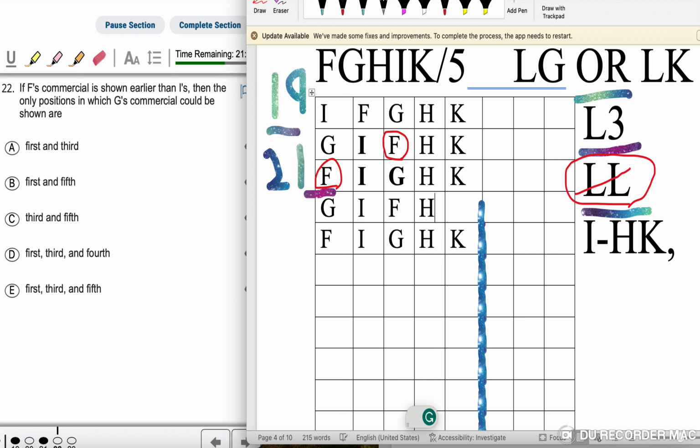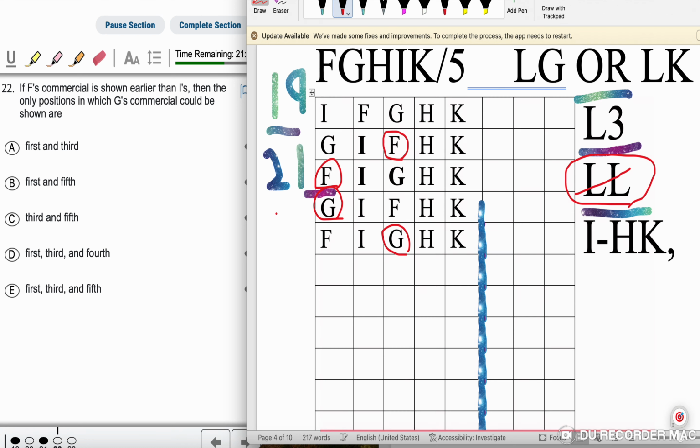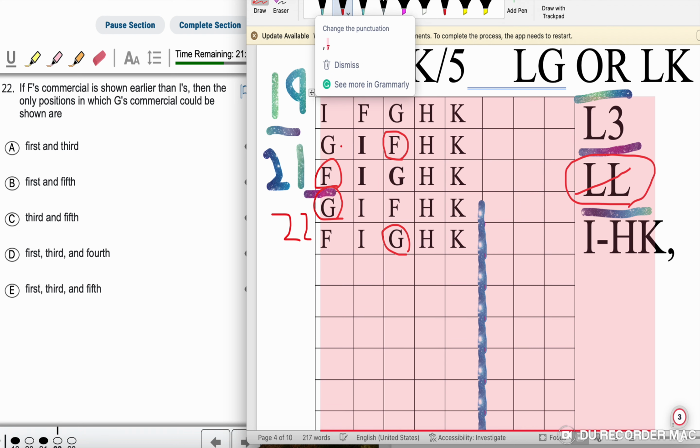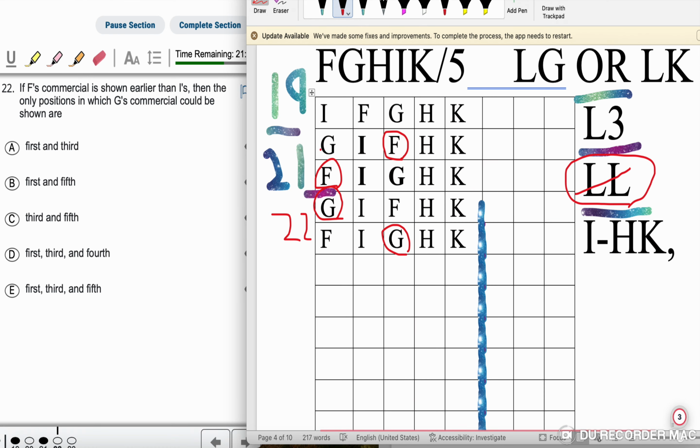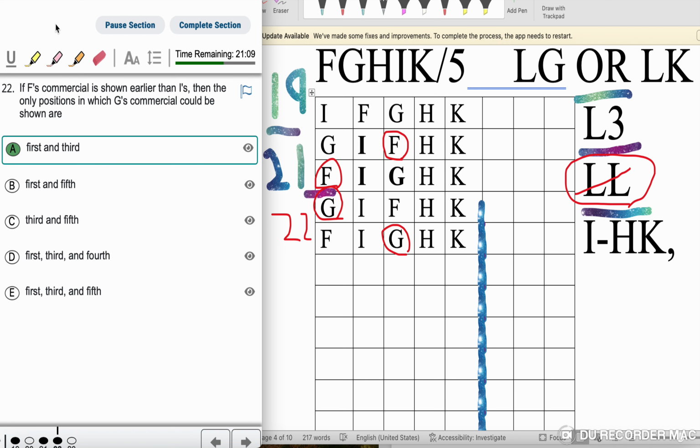And we could have just utilized the world in question 21 to get the answer. So we see that G can be in the first and third position for question 22. And if we would have used the first world and second world in question 21, we would have come up with the same answer, where G is in the first and in the third. So let's go ahead and choose first and third. Answer A, first and third.